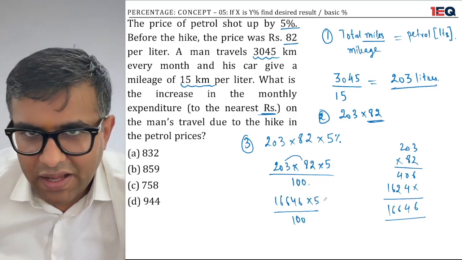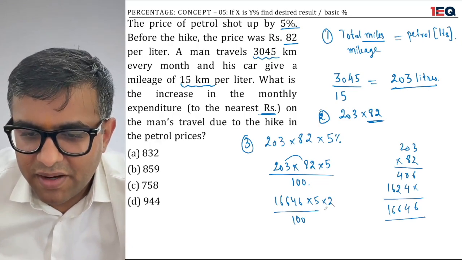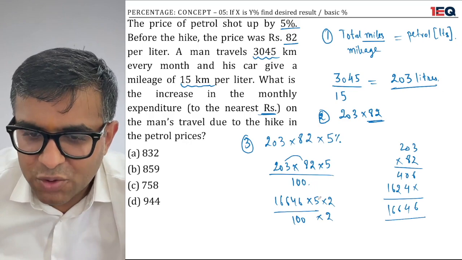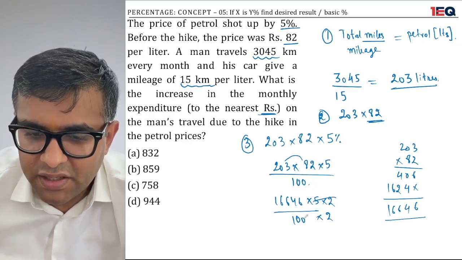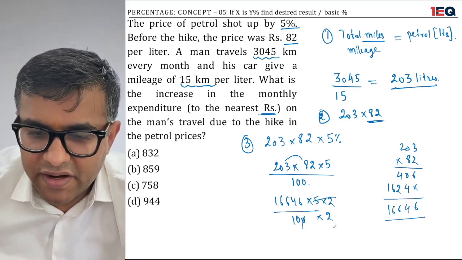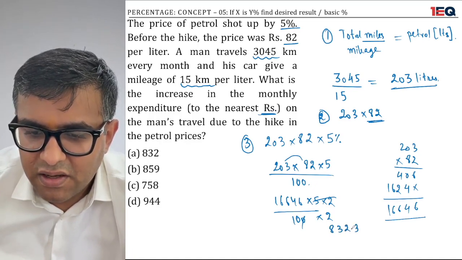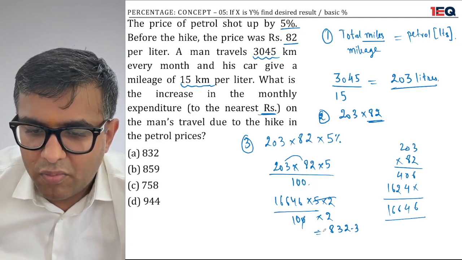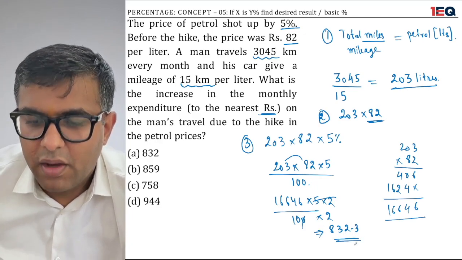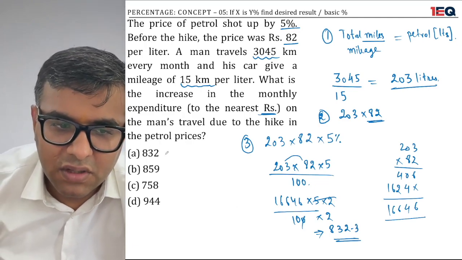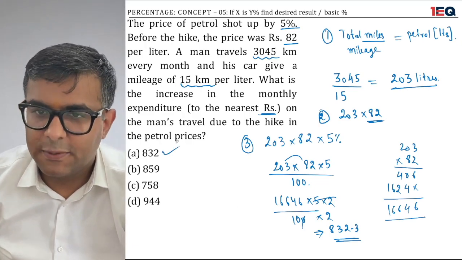Here I can again apply the trick: multiply by 2 and divide by 2. This is how I reduce my overhead. 5 twos are 10, 10 gone. Now divided by 2. 2 eights are 16, 2 threes are 6, 2 twos are 4, 2 threes are 6. 832.3 is my final correct answer. So 832 is the answer.